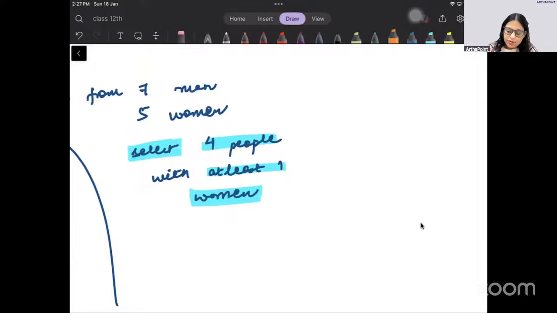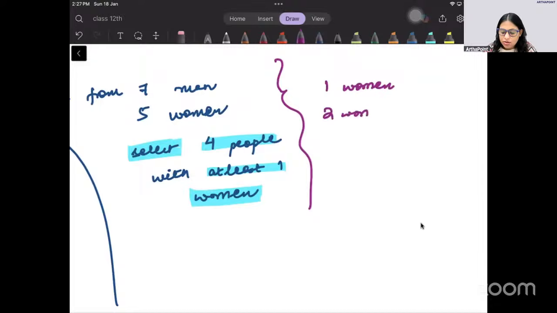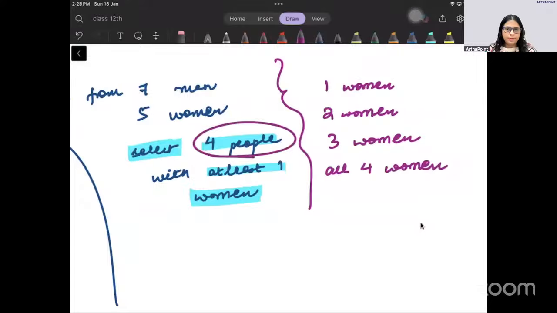At least 1 woman माने you can have 1 woman, you can have 2 women, you can have 3 women, and you can have all 4 women, because you need a committee of 4 people. है ना? So 1 woman का निकालो, 2 का, 3 का, 4 का, the better way will be you find total minus no women. So you will get the answer for at least 1 woman.